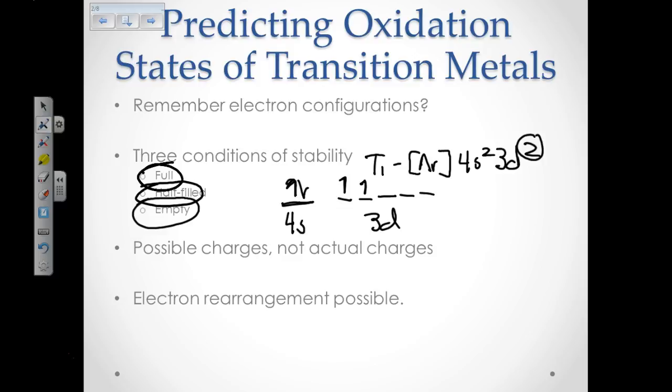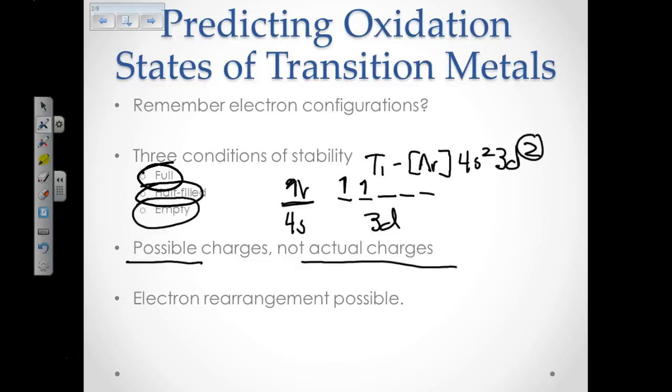Okay. And keep in mind, this is a prediction of plausible and possible charges and not charges that actually exist. There's a ton of different variables that go into determining oxidation states of transition metals, but this is one of them. And I think it's a pretty strong factor in determining these things.